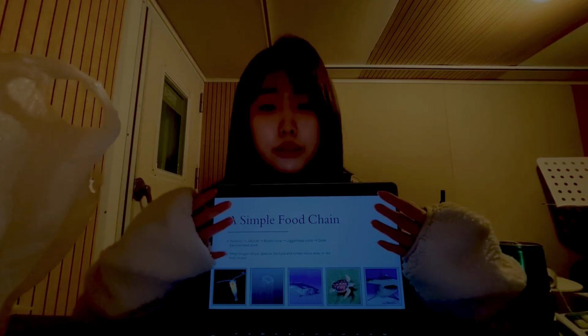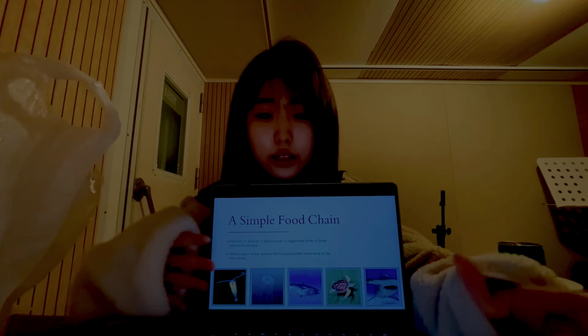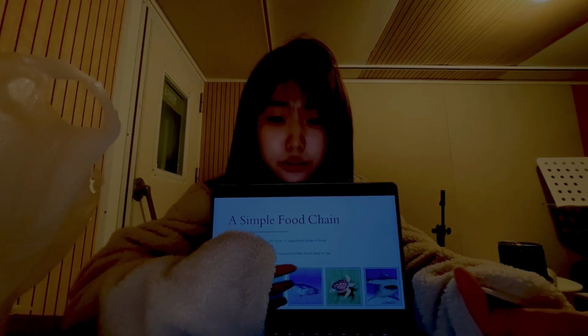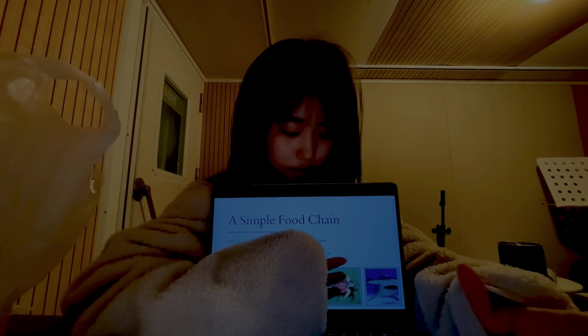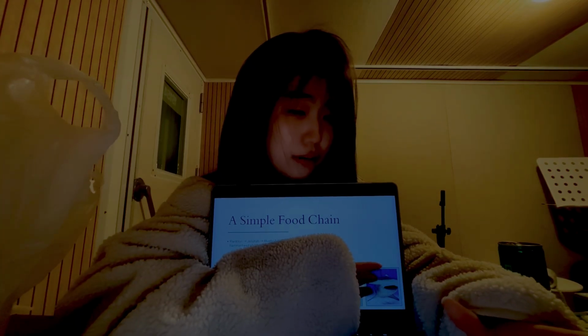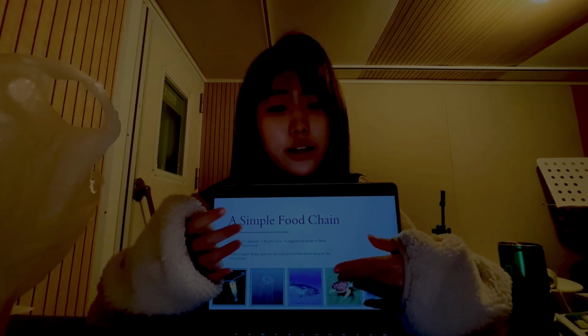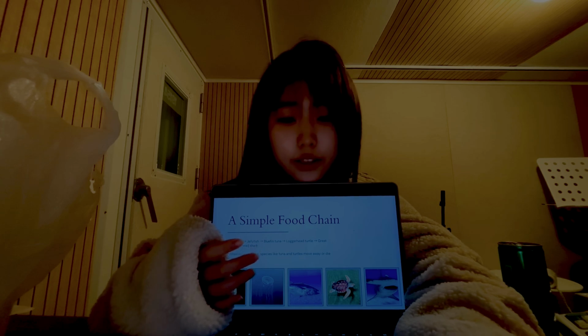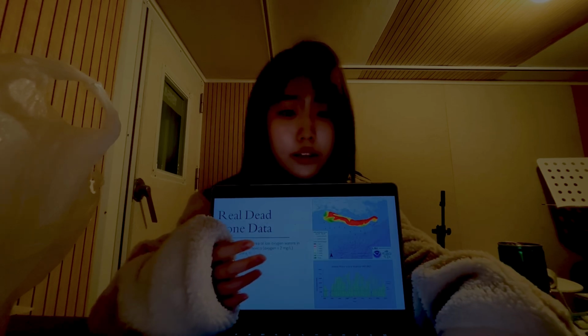And this is a simple food chain that I provided. This is plankton, this is jellyfish, this is bluefin tuna, this is loggerhead turtle, and this is great hammerhead shark. And when oxygen drops too low, species like bluefin tuna and loggerhead turtle run away, move away, or die from stress. And I provided some data.